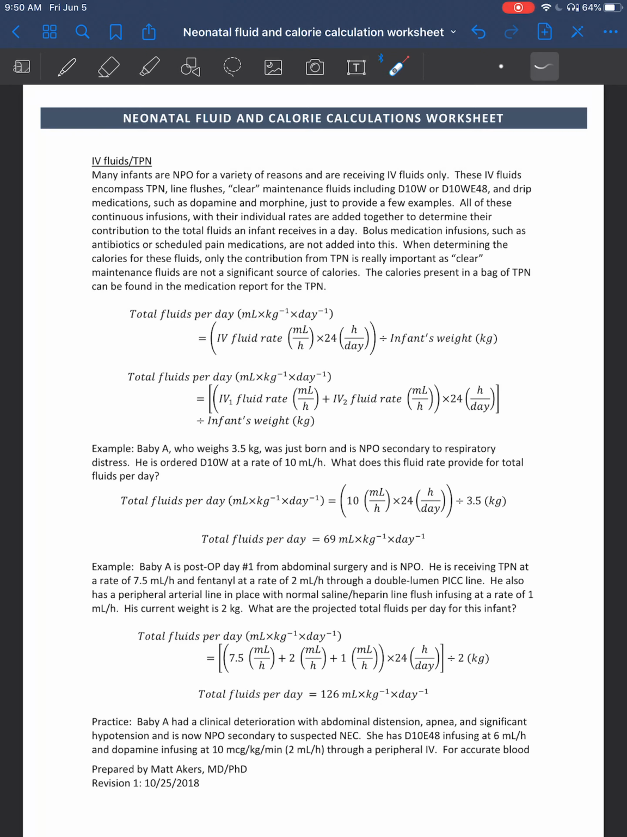He also has a peripheral arterial line in place with a line flush infusing at a rate of 1 milliliter per hour. His current weight is 2 kilograms. What are the projected total fluids per day for this infant? Again, we take each individual fluid rate, 7.5, 2, and 1, add those together, and then multiply by 24 hours in the day, divide by the baby's weight, 2 kilograms, and this will give total fluids per day, 126 milliliters per kilogram per day. Let's work on a practice problem.